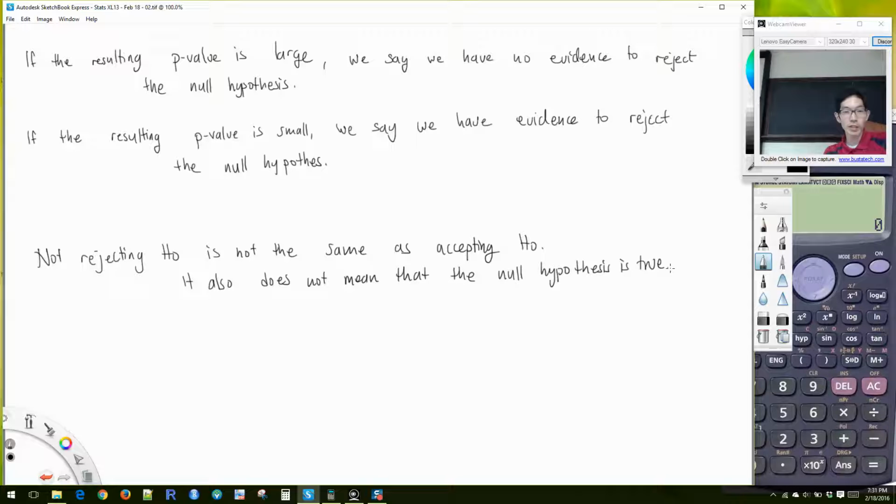On the other hand, if you've rejected the null, that is basically saying you are accepting the alternative. So rejecting the null is equivalent to accepting the alternative.